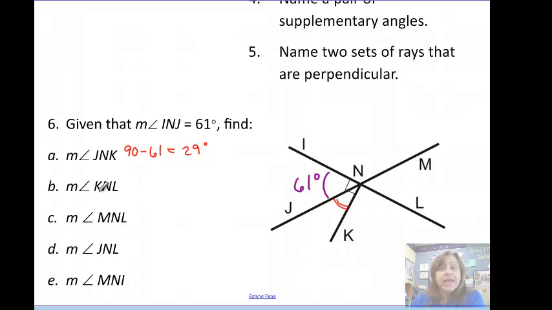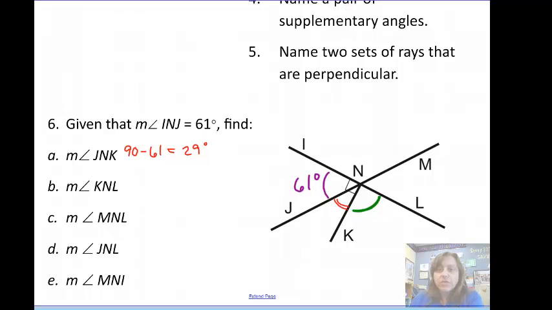Next question is angle KNL. Angle KNL is here. KNL goes from that point over. And we have to find what that answer is.